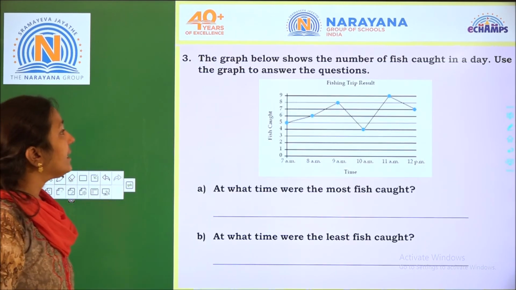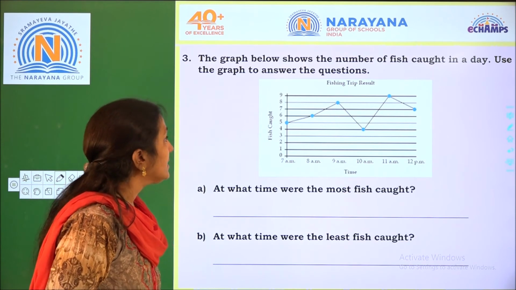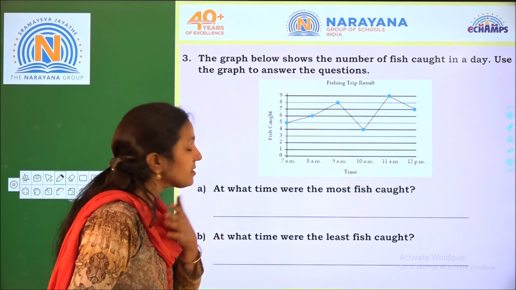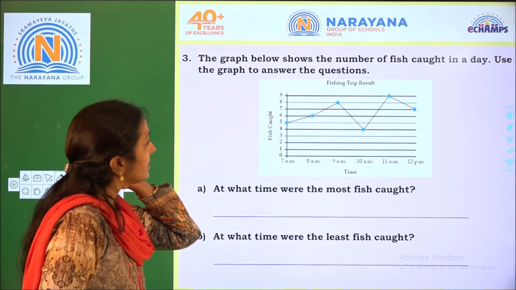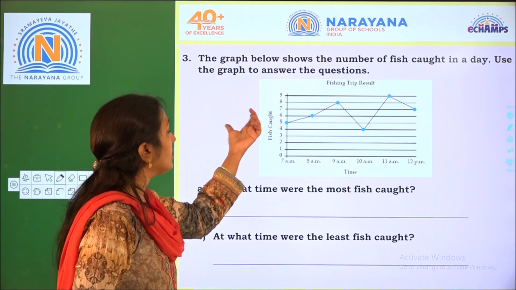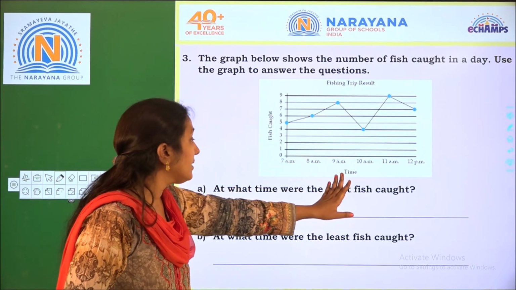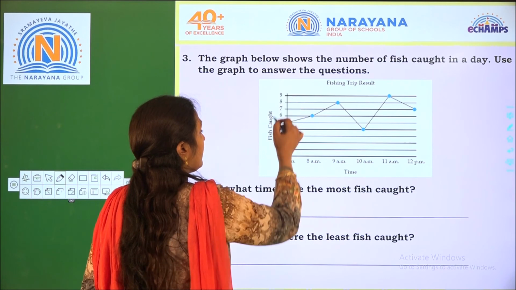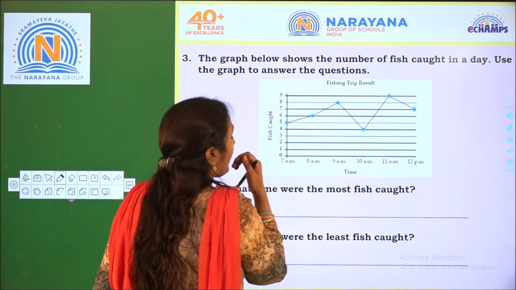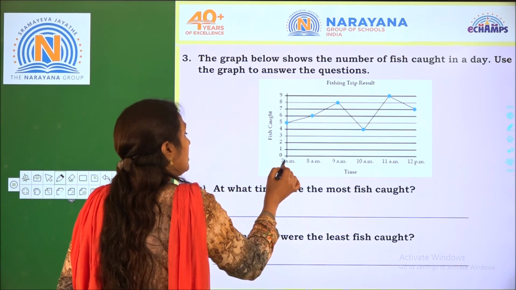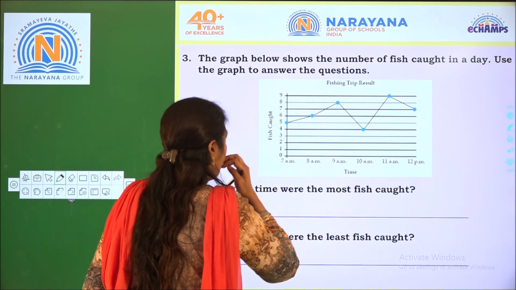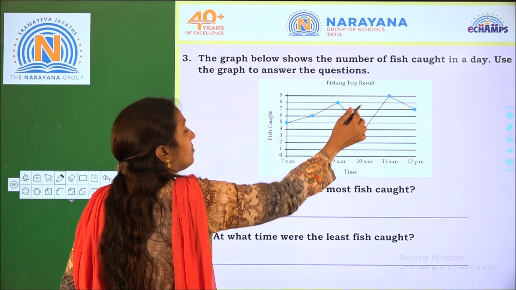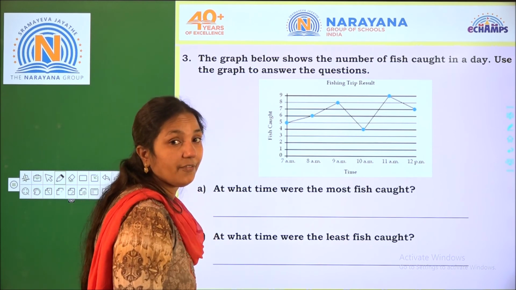The graph below shows the number of fish caught in a day. So here the time is also given. So a line graph is there. Fishing trip. Fish caught is on the y-axis. Time is given on the x-axis. So here 7 a.m. to 12 p.m. At what time were the most fish caught?